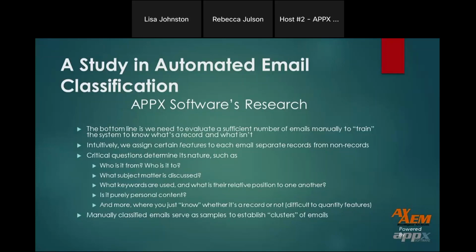So there's a lot of information that we kind of take for granted when we do a manual classification of an email. But what we need to be able to do is to quantify that information so that we can ultimately create what we'll call clusters of emails. The idea is that if we can create these clusters, then we can take the next email and say, well, which cluster does it seem to be most closely related to? And over time, we will be able to say that, yes, this is a record, or no, it's a non-record.